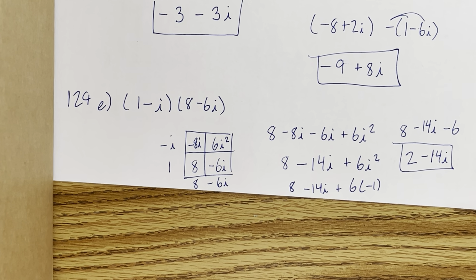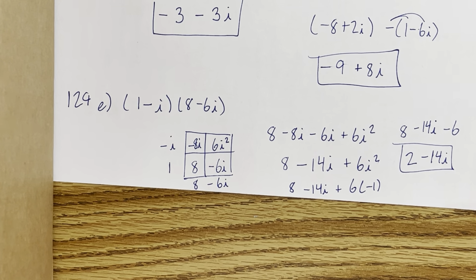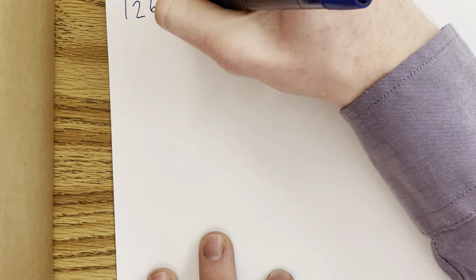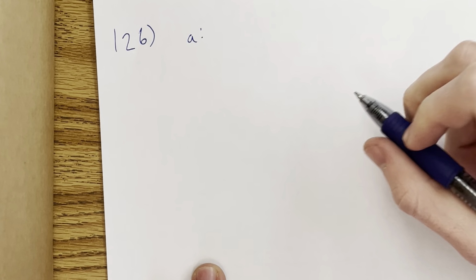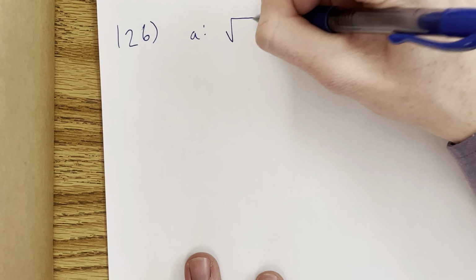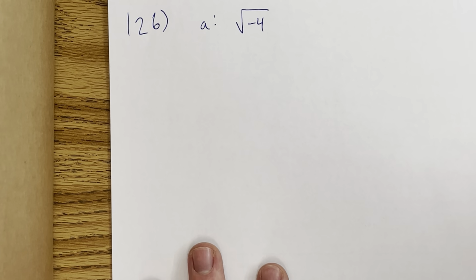So one more thing I want to note before we move on is I want to go back to 5/126. So let me find a little bit of room. Here we go. So on problem 126, part A, we have the square root of negative 4, and it's asking us to simplify this.